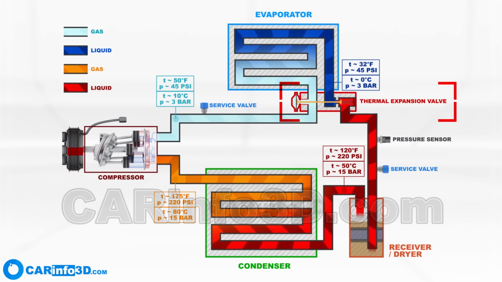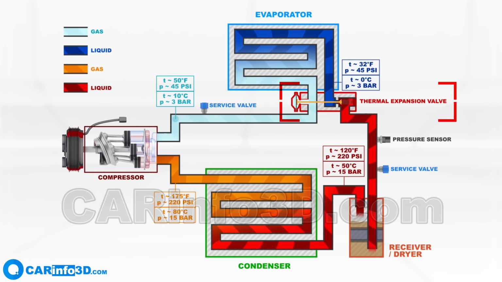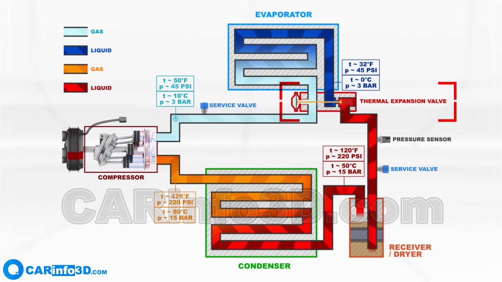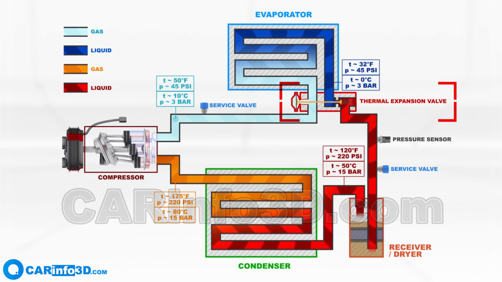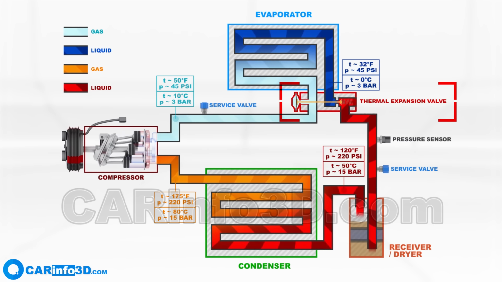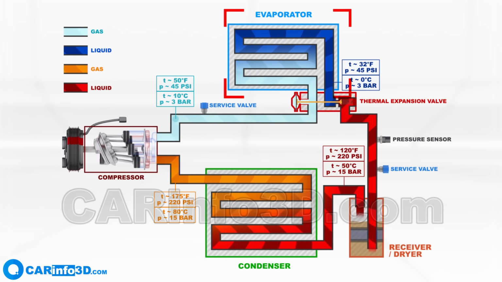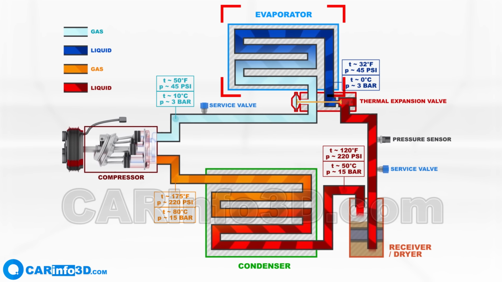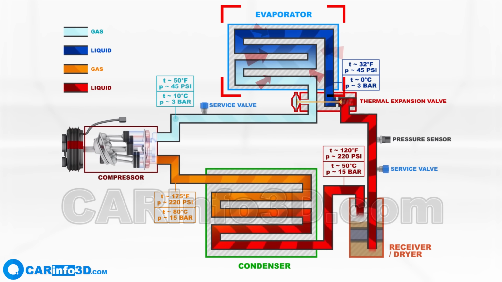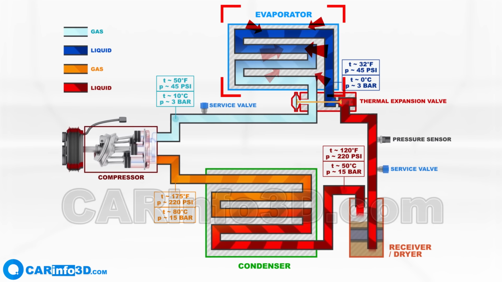The expansion valve generates a pressure differential due to its narrow opening area and regulates refrigerant supply to the evaporator. In the evaporator, the refrigerant returns to a gaseous state and absorbs heat from the environment.